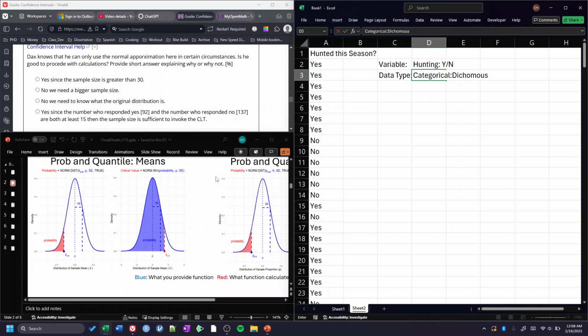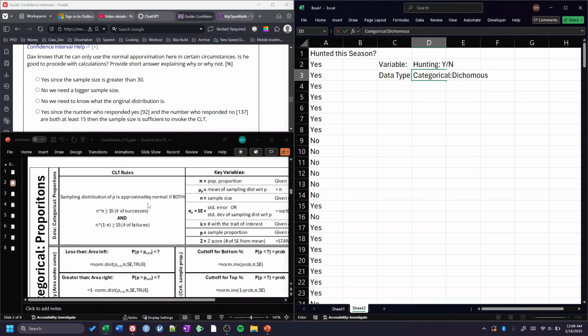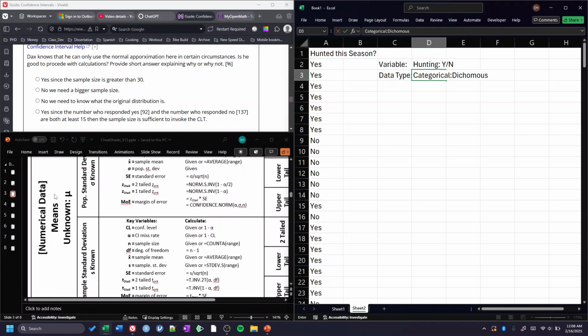Since we're dealing with categorical data, we can look at our categorical proportions and our central limit theorem rules, which say the sampling distribution of p is approximately normal if both the number of successes and the number of failures are greater than or equal to 15. Well, we don't know what pi is. We don't know what the true proportion is. That's what I'm looking for. So instead of using n times pi, I'm going to use n times p. So I'm going to need a sample proportion in order to make this check.